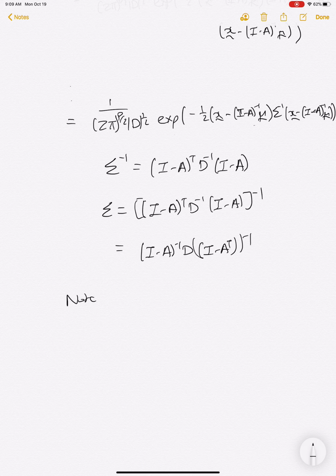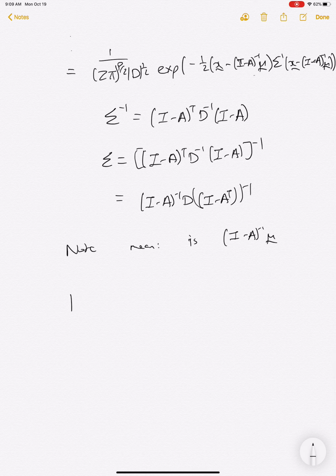And so note that the mean is (I minus A) inverse mu tilde, which is exactly what we saw earlier. And the other thing to note is that the determinant of D is actually just equal to the determinant of sigma because I minus A is a lower triangular matrix with ones on the diagonal.